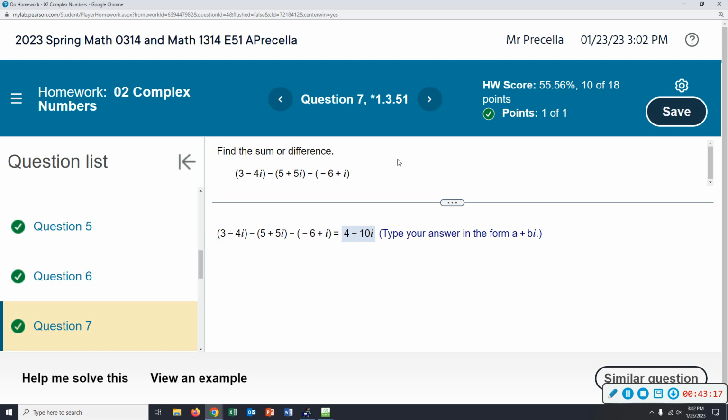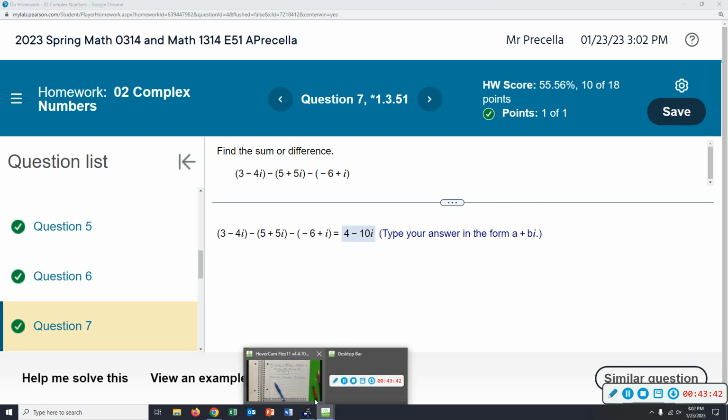So we've added and subtracted complex numbers. Now we're going to divide. No, we're going to multiply complex numbers. Okay, we're going to multiply complex numbers.